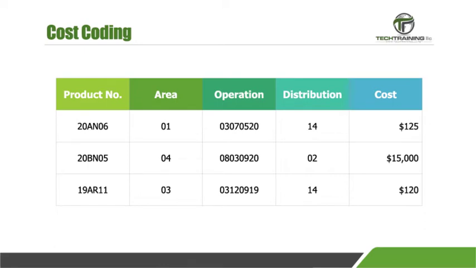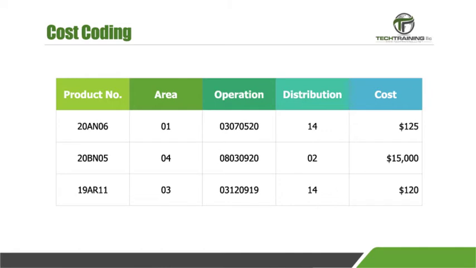Operation numbers are usually associated to the CSI or Construction Specification Institute format. In this case, the 03 indicates concrete, while 070520 indicates when it was purchased. Using this method, contractors can begin to document historical costs.